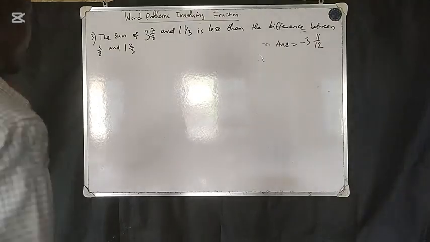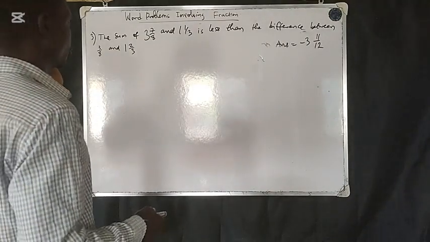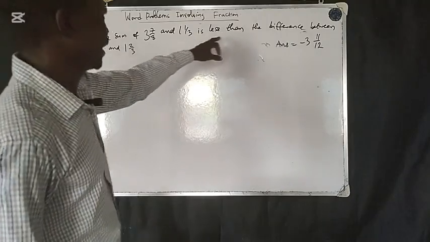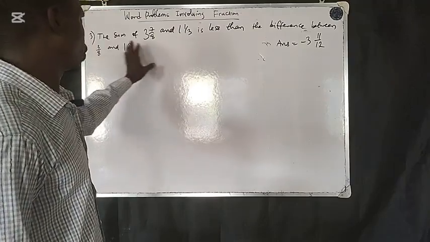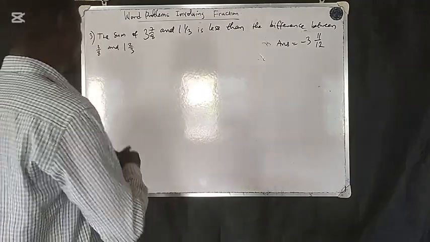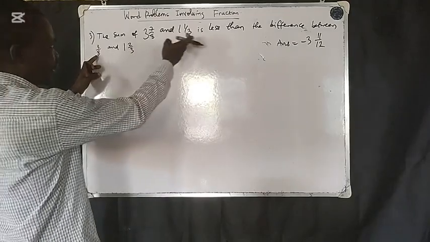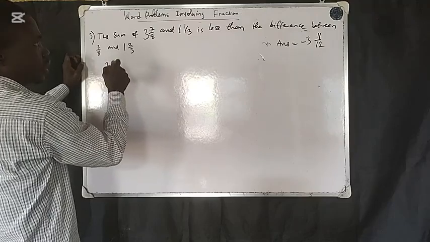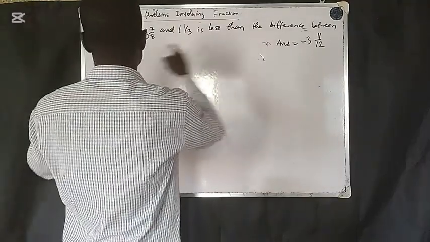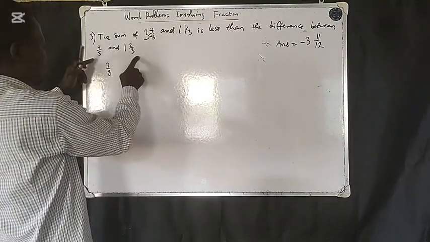So we're going to look at the third question. The sum of this number and this number is less than, that means these two fractions will come first. Since the sum of these two is less than this one, we're going to write this one first because this one is less than 3 over 8. The difference between this and this. So this one is different now.